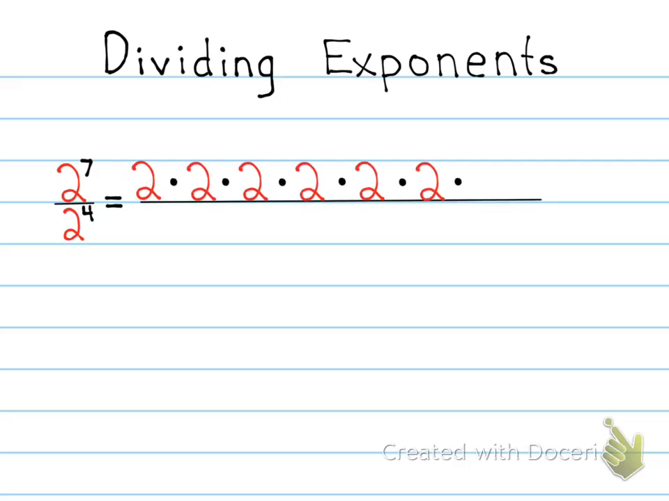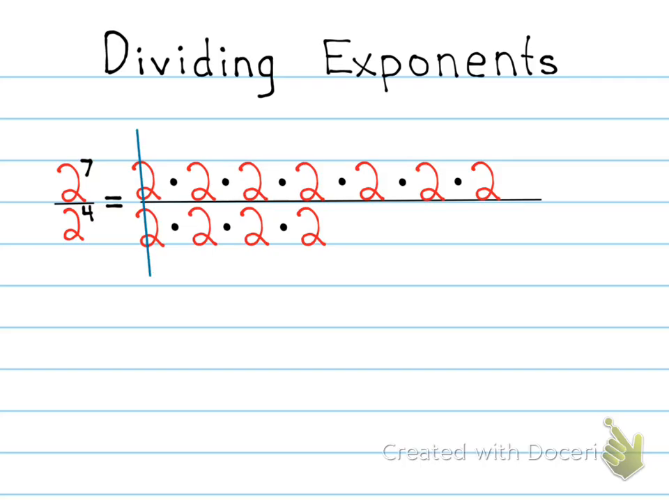So here we go. We have 2 times itself 7 times. That's what 2 to the 7th really means. And then on the bottom, we're going to do 2 to the 4th power. So that's 2 times itself 4 times. And remember, if I have 2 over 2, or any number over the same number, that can cancel out because it just gives me 1.